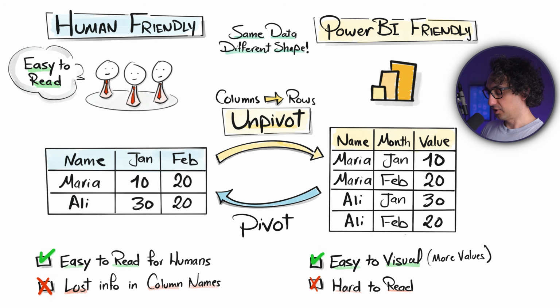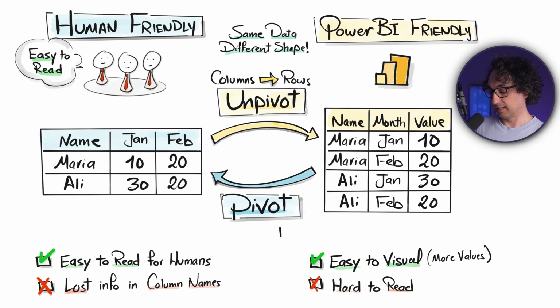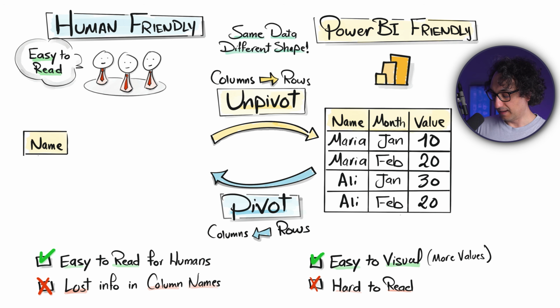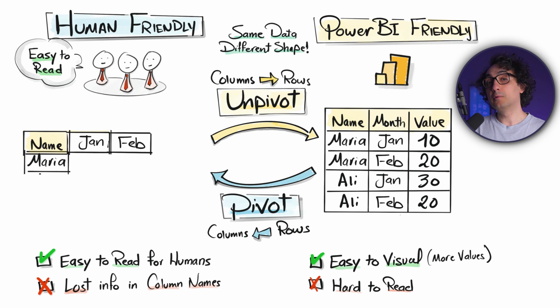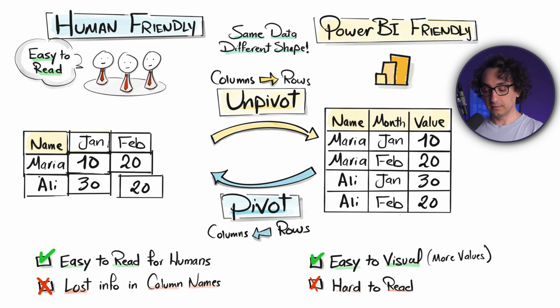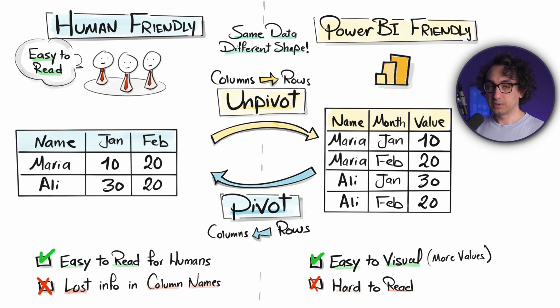But the pivot is exactly the opposite. So we are reshaping from the Power BI analysis layout into the human-friendly shape. And this means we are now moving the values from the rows, so the January and February, into columns. So they're going to be the column names. So actually that's it. It's very simple. We are just reshaping without changing the data itself, and we are using those two methods to switch things around.